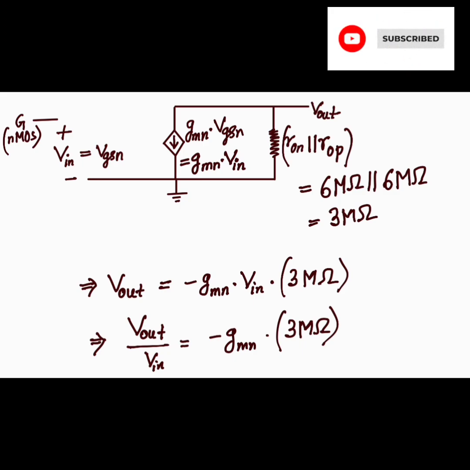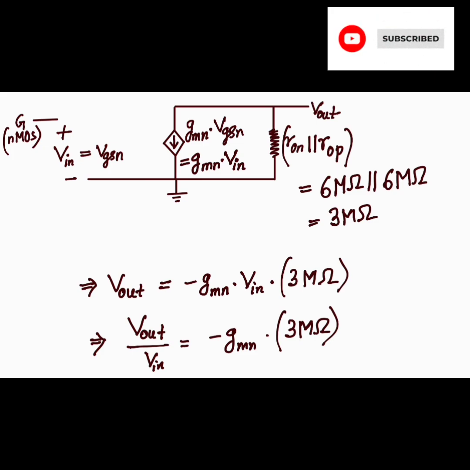This parallel combination is very much required in designing an amplifier. Instead of a resistive load, we use this PMOS as a load, so this PMOS and NMOS combination comes into the picture. The current GMN into VGSN, or GMN into VIN, flows from drain to source. But when you are calculating Vout, Vout is at the drain, and you are calculating the potential from drain to source, so naturally the current is flowing in the reverse direction.